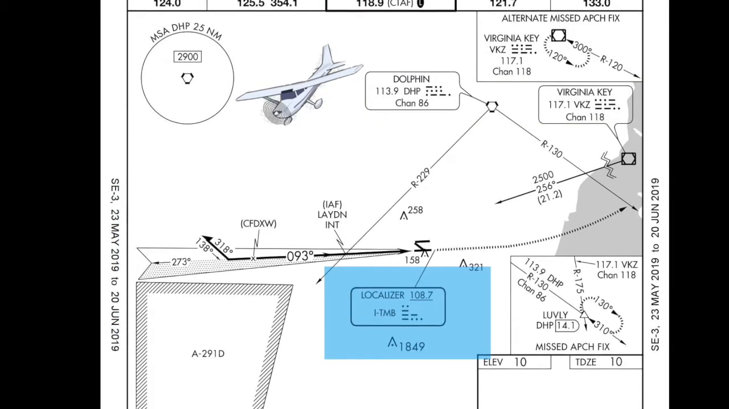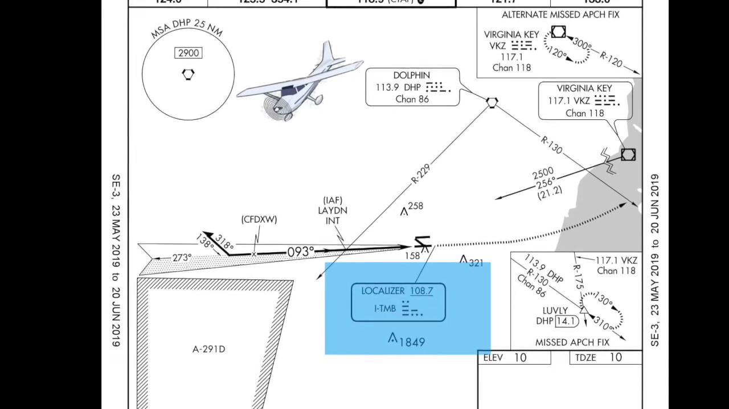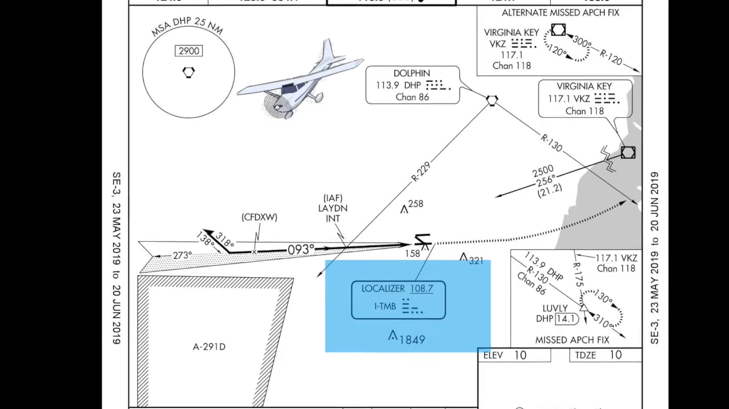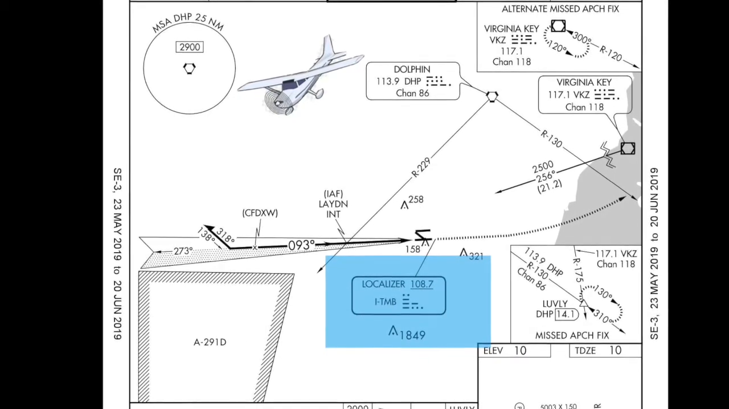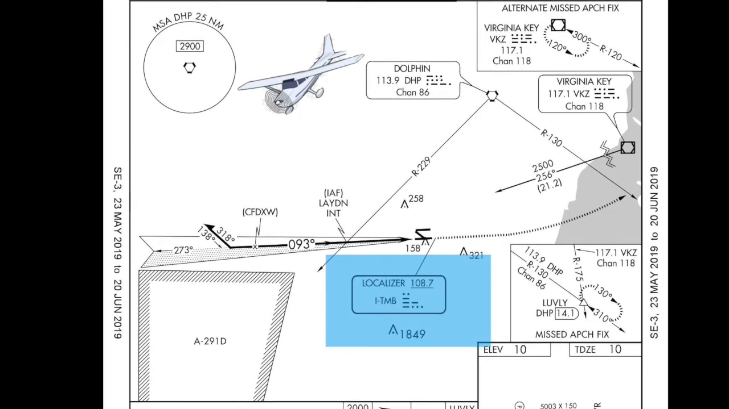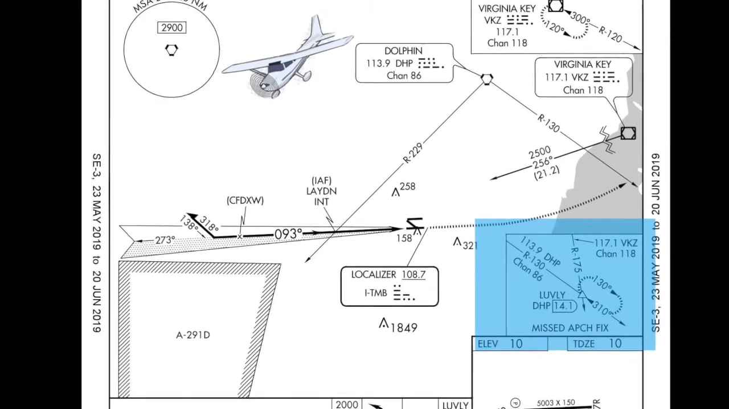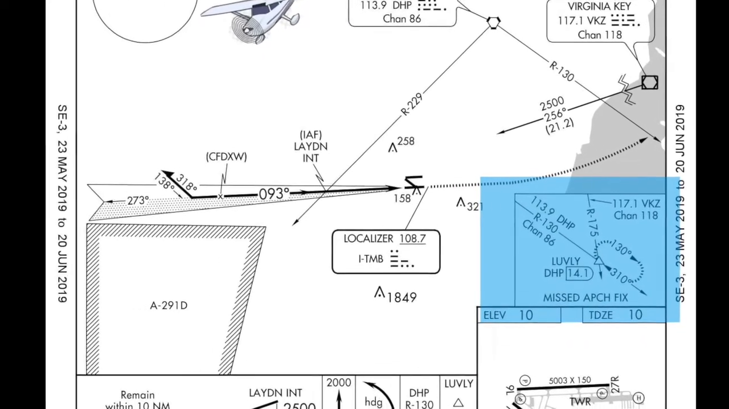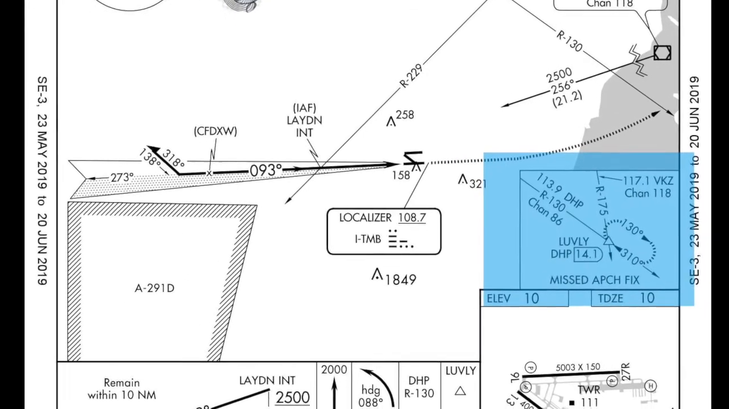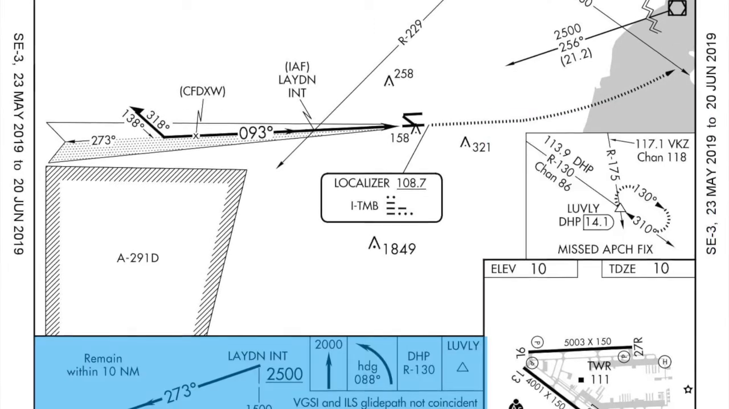Now here you can also brief the localizer frequency, and you want to look at the Morse code, that way you can identify the localizer just to make sure that you're on the right path and you're not going to be going inbound for Dolphin or some other airport that you're not supposed to be going into. Okay, on the plan view, you look at the dashed line, which tells you your missed approach procedure. So it's an illustrated version of what you're going to do in case you go missed after the missed approach point or your decision altitude.